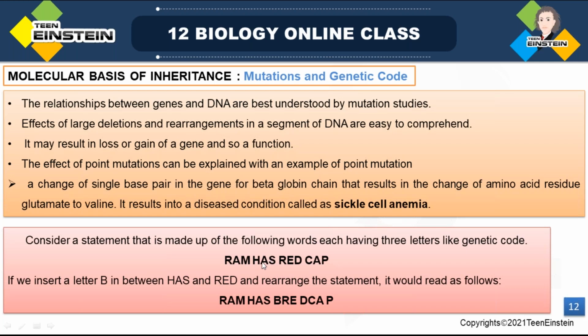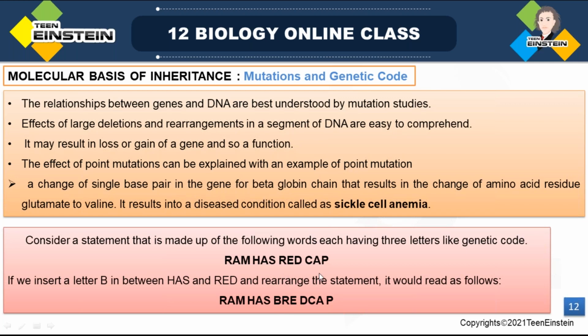After HAS, that particular codon, we are inserting a letter B. So between HAS and RED, we are inserting a letter B. How can we read? RAM is okay as such, and HAS is okay. Then next comes the inserted B. In the triplet codons, RAM is as such, next HAS is also the same, but the inserted B is coming in between, right?